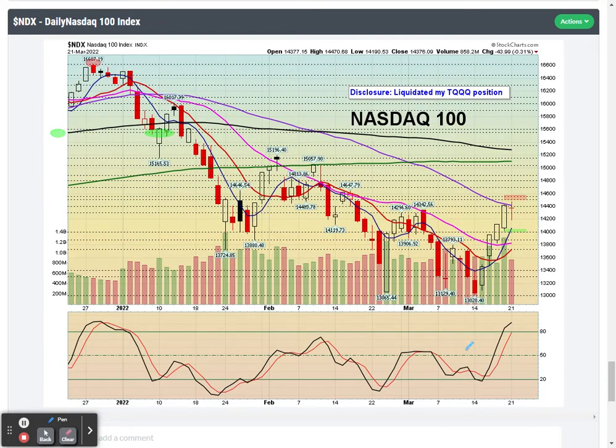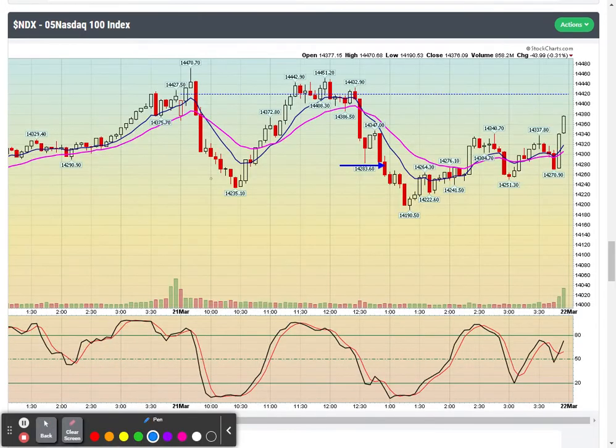Now the Nasdaq 100. For the record, on this one I also liquidated my position, the last quarter of my original position. Just in case some of you guys are curious, this is a 5-minute chart. This is the open. This was the price action for today. I decided to liquidate my position around this area when it dipped below this low, just around 14,280.